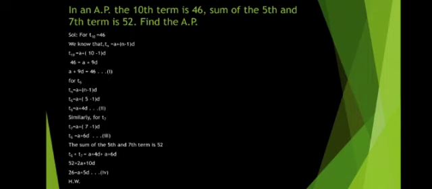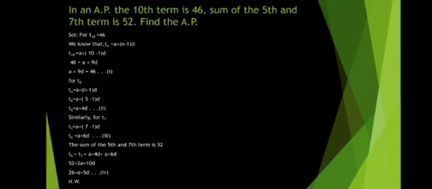Half of 52 is 26. Half of 2a is a. And half of 10d is 5d. So the other equation is: 26 is equal to a plus 5d, or you can write it the other way, that is a plus 5d is equal to 26.